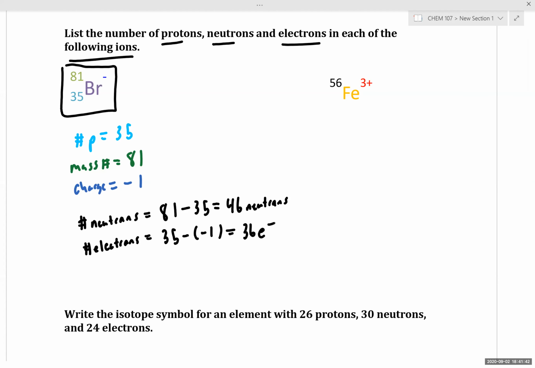Does this example make sense? Does this first example make sense? It's just putting together all the parts that we learned in the earlier part of this section. Does this make sense to everyone? Any questions?